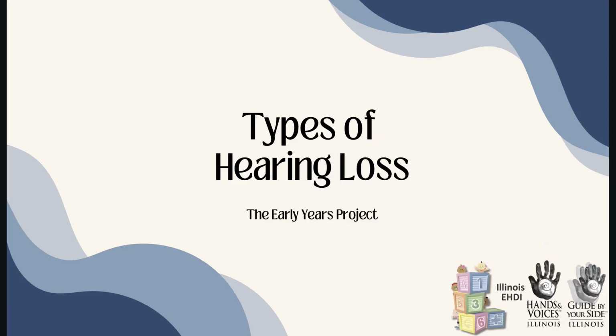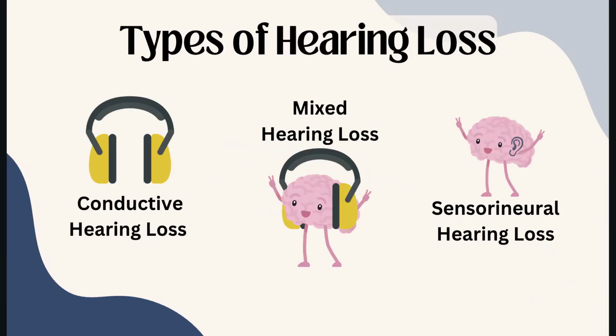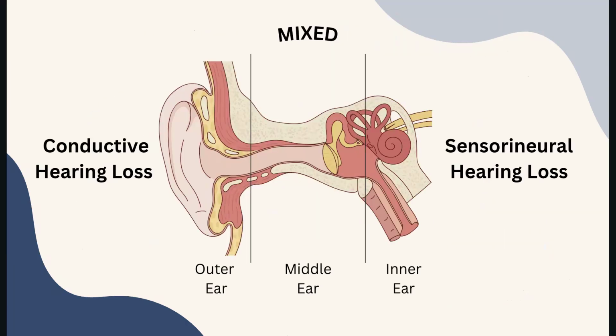Types of hearing loss. There are 3 different types of hearing loss: conductive, mixed, and sensory neural. Conductive hearing loss occurs in the outer or middle ear, and this happens when something is blocking or interfering with the sound moving into the inner ear.